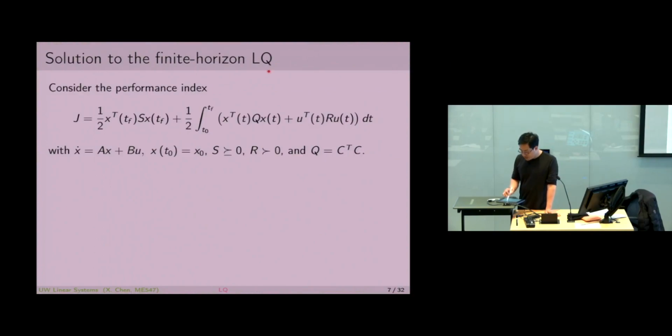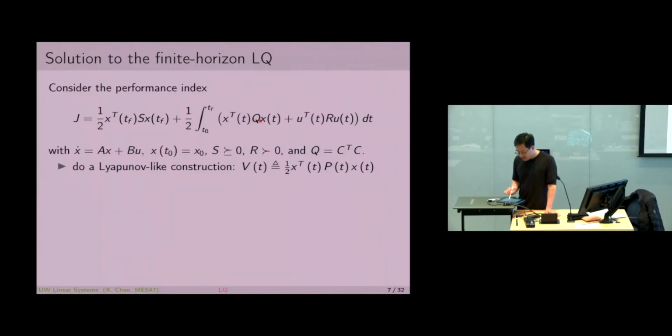The finite horizon problem starts, again, with this performance index. Everything is finite. The times, T0, Tf, are all finite values. We have the system dynamics. We have S, R, and Q as follows. Here, Q is written as C transpose times C.